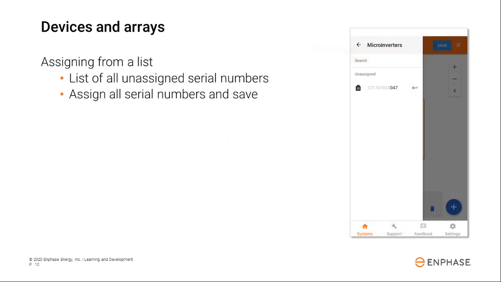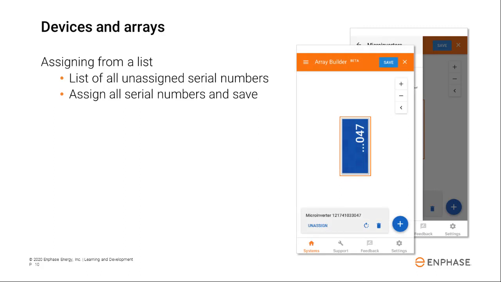When you tap on Assign, the flyout menu will appear with a list of all unassigned serial numbers. You'll see the last 3 digits of the serial number are highlighted. Once an inverter serial number has been assigned, the last 3 digits of the serial number will be displayed in the module location. Tap the serial number to assign it to a module.